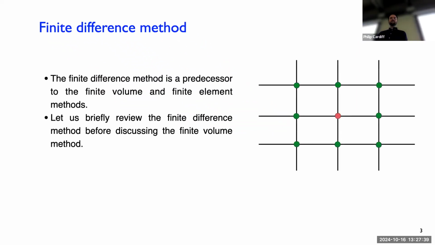Before I explain the finite volume method, it's useful to talk about another method called the finite difference method, and this is probably the grandfather of finite element and finite volume. They all came from this finite difference method. So it's useful to understand how that works, and then how the finite volume method is different, and then we'll also see how that relates to the finite element method. The finite difference method is a predecessor of finite element and finite volume. I guess its origins are in the early 1900s. So let's briefly review how that works.